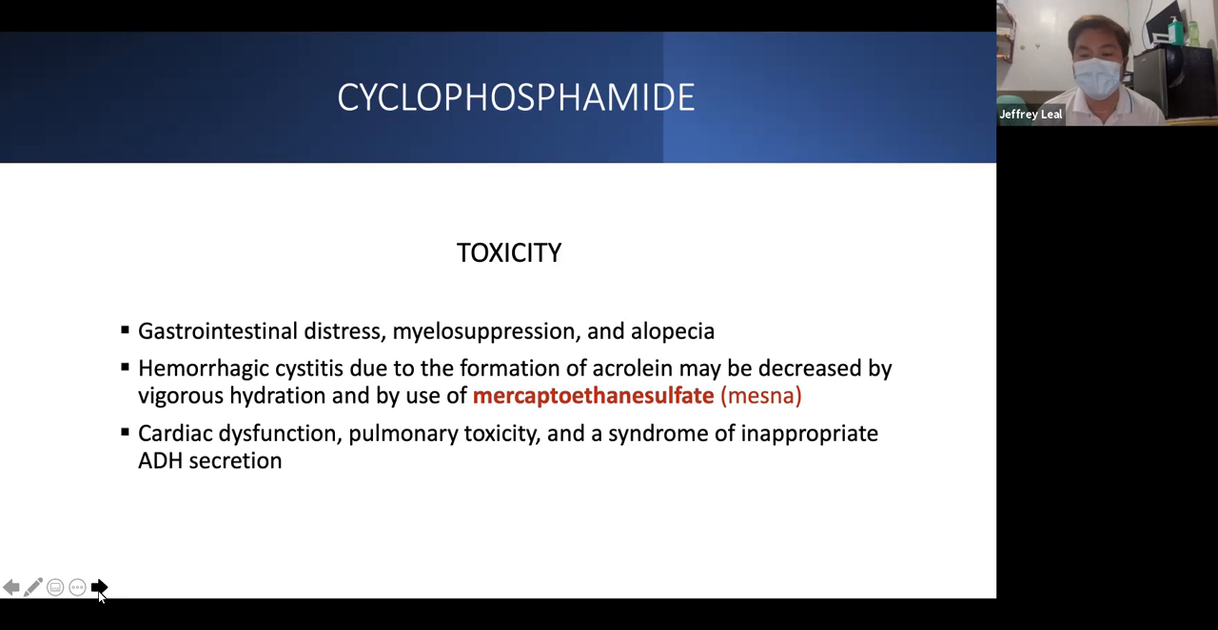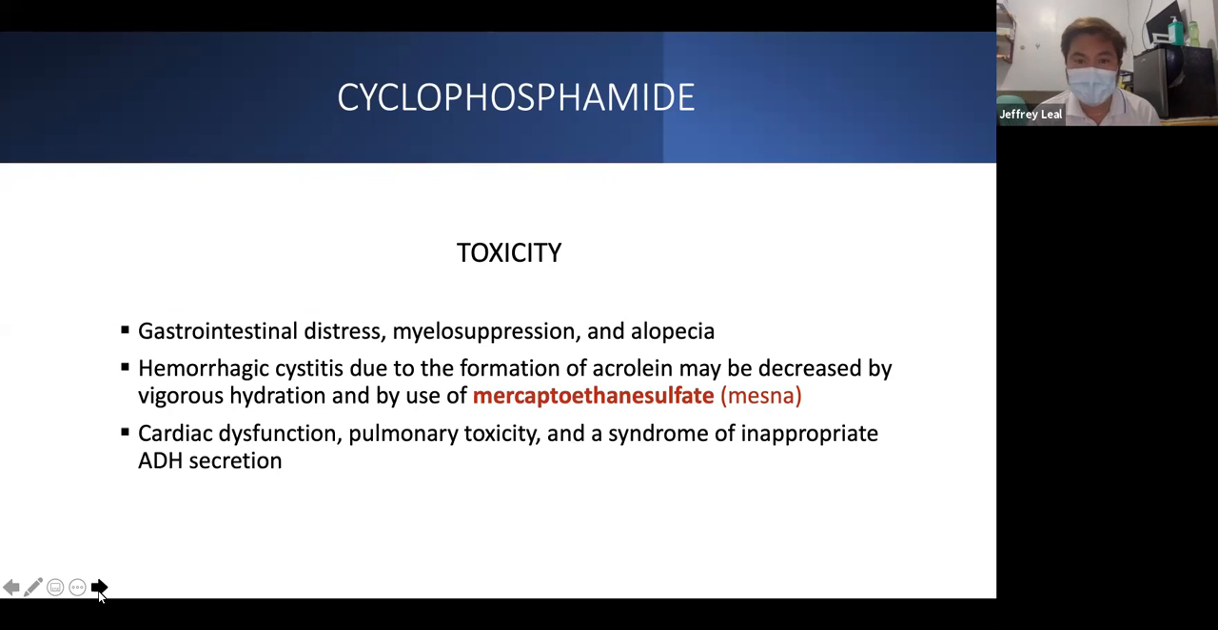Because of myelosuppression. Kinakalbo din sila, okay? Because of the side effects of your different anti-cancer drugs, especially with cyclophosphamide, patients undergoing chemotherapy are prone to alopecia. Okay? Your hemorrhagic cystitis, which is due to the breakdown product, which is acrolein, this may be decreased by hydration and by the use of your mesna.